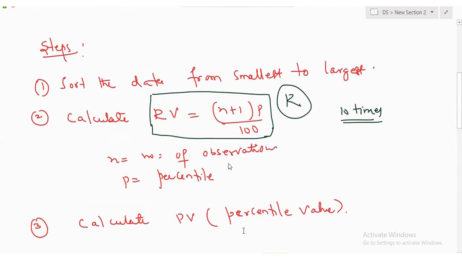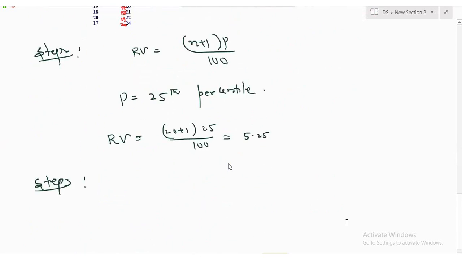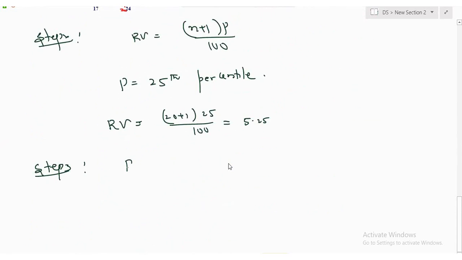I need to calculate the percentile value. How much is the percentile value? PV equals 13.25 rupees. All clear? All clear, guys?